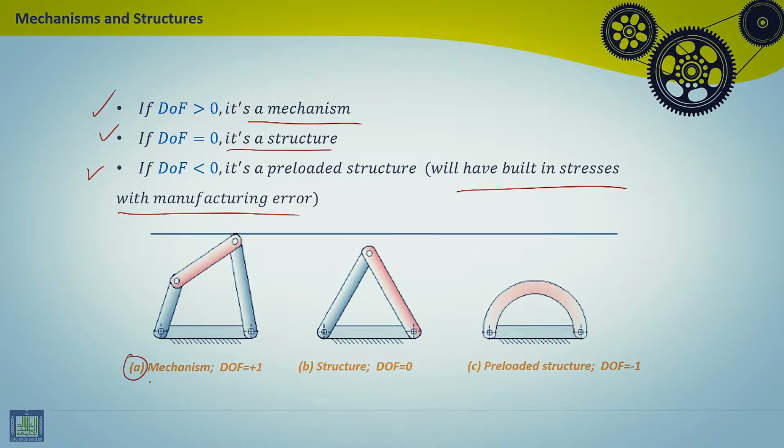The first example is a mechanism, degree of freedom equal 1. So this system can be driven with one rotation, for example, from here. Second example is a structure, degree of freedom equals 0, no mobility here. Third example, it is a preloaded structure, degree of freedom is negative, -1.